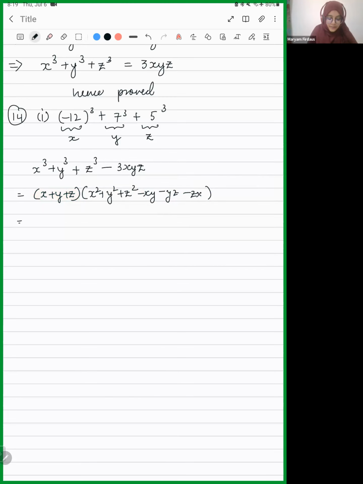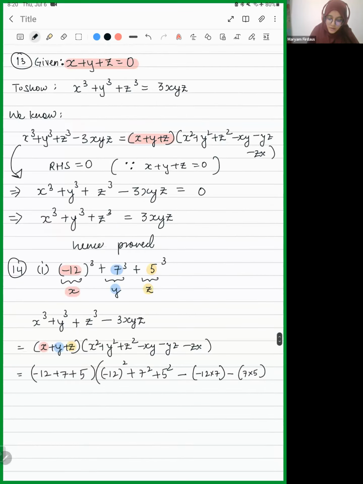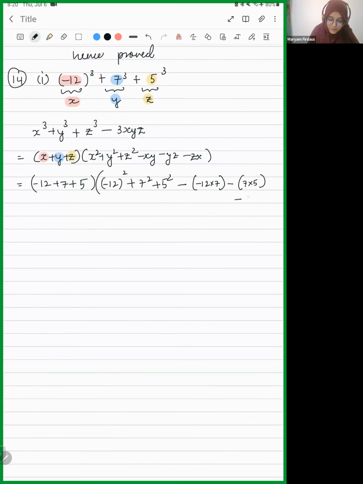Now, what is x plus y plus z? Minus 12 plus 7 plus 5. And then in the brackets, you have minus 12 whole square plus 7 square plus 5 square minus minus 12 into 7 minus 7 into 5 minus 5 into minus 12. Here till here, everyone?